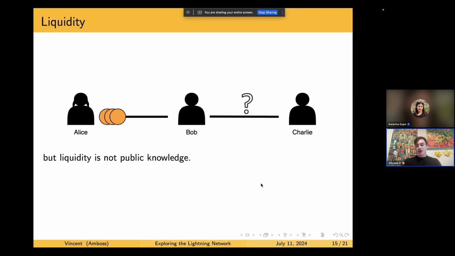And then one more on top of that is that the liquidity is not public knowledge. So you're only privy to the balance of funds in channels that you partially own. Alice knows she owns and controls 3 Bitcoin with her channel to Bob, but she doesn't know who owns what in the channel between Bob and Charlie. She might know the capacity, how many Bitcoins exist in that channel, but she doesn't know who owns them. So this leads to a trial and error process when attempting to make payments in the network.